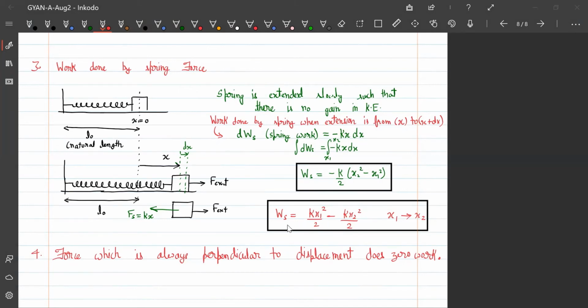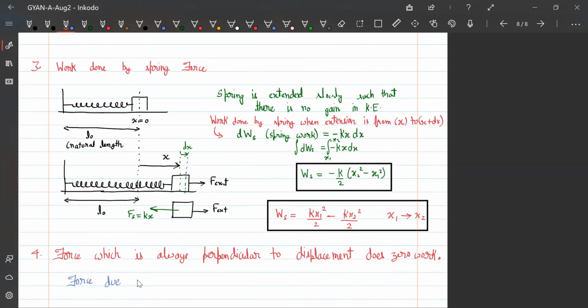x1 to x2. Remember, this is work done by spring, not work done by external agent, that is different. Force which is always perpendicular to displacement does zero work, and one example of this is magnetic field or force due to magnetic field.